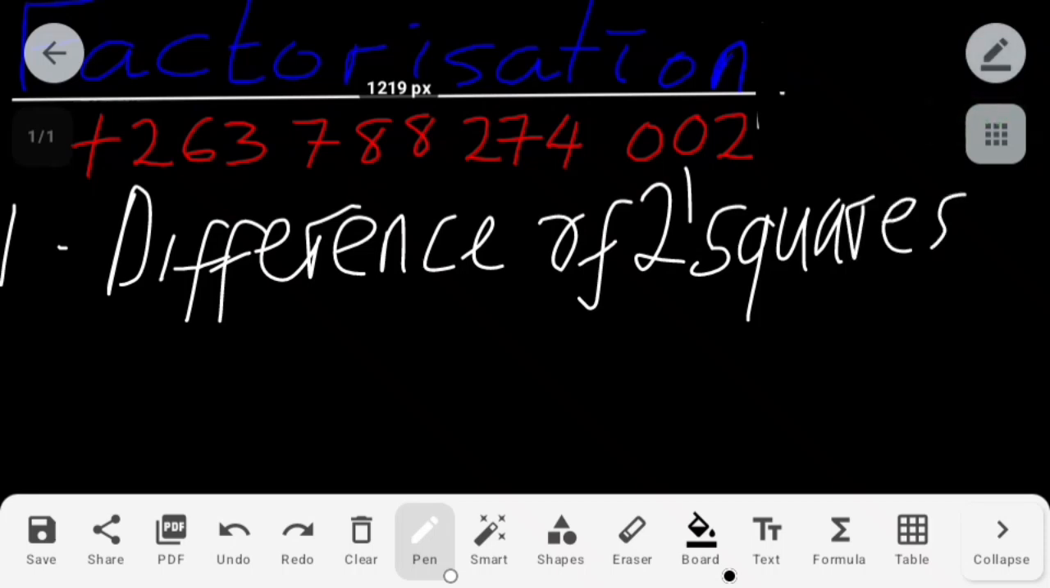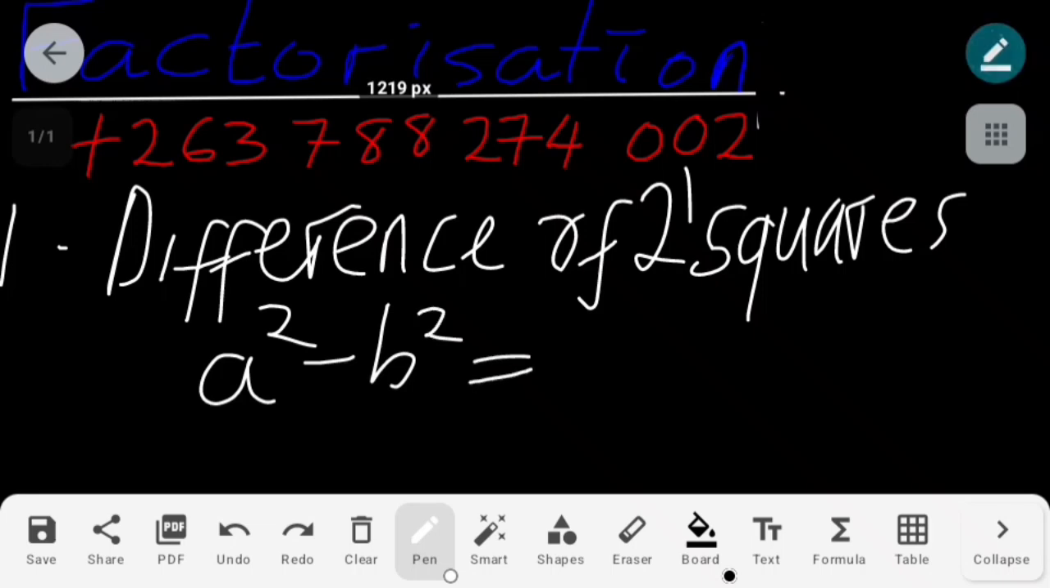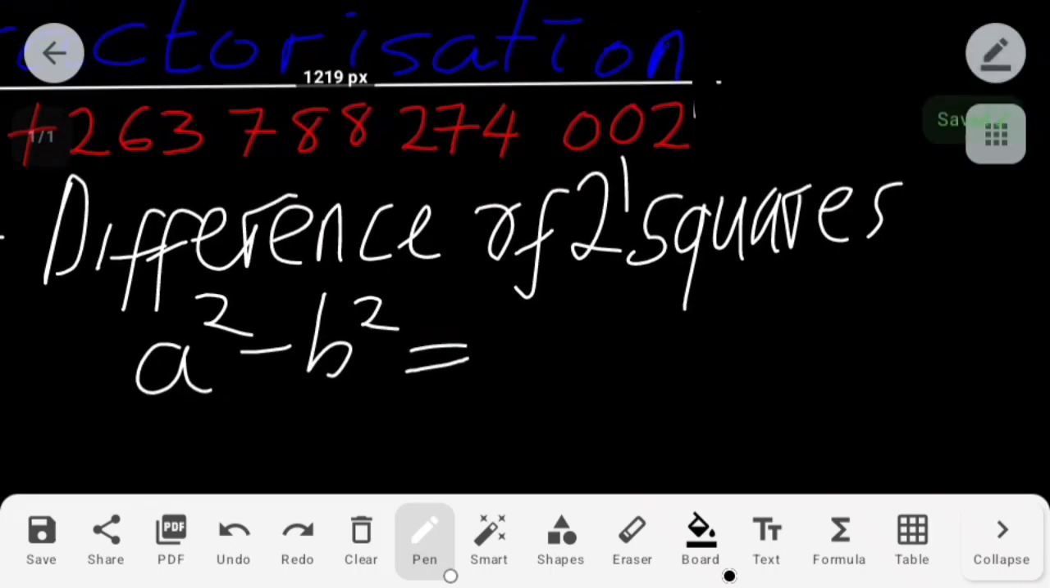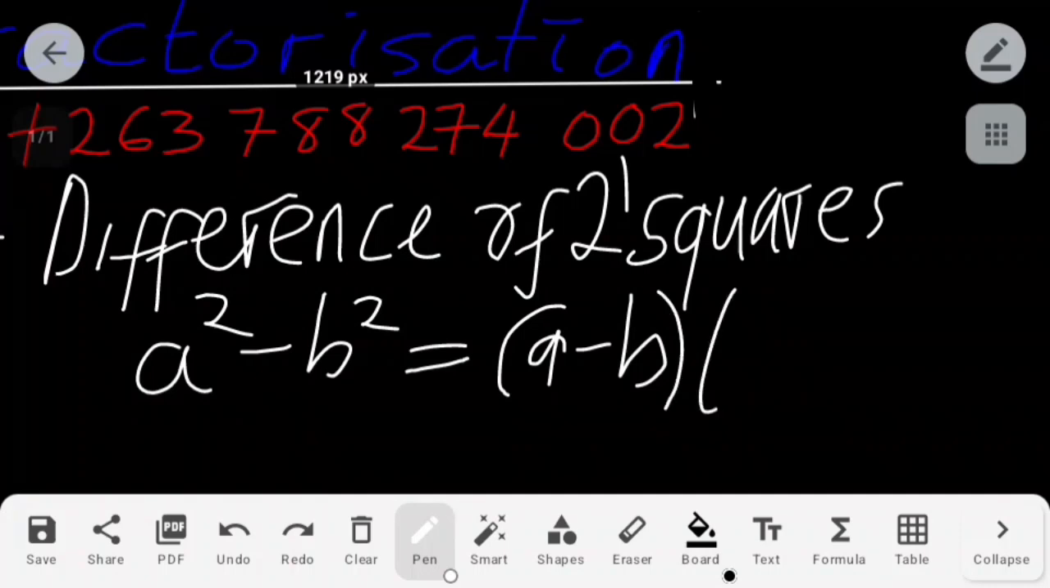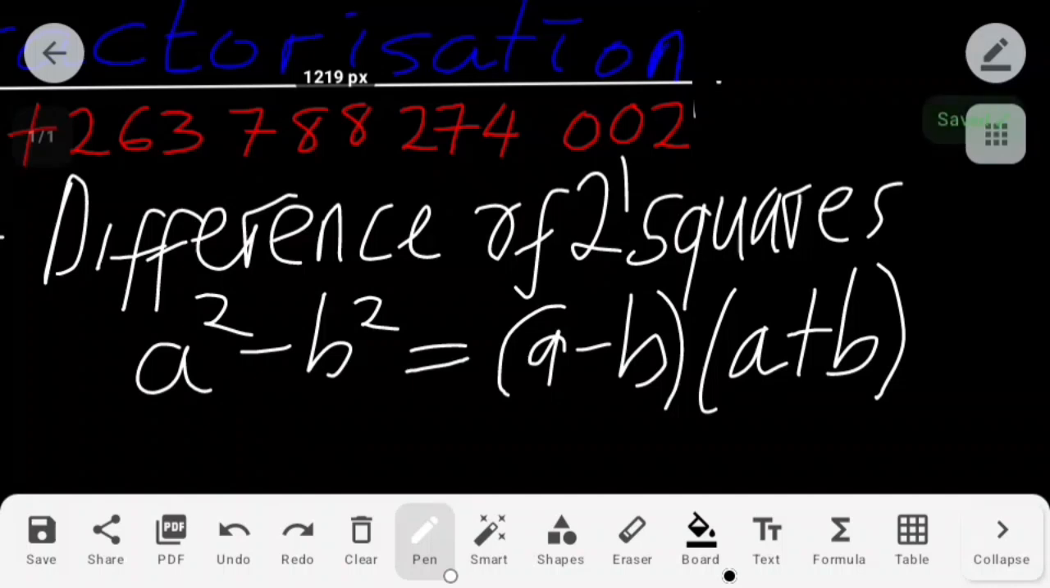That's number one. So difference of two squares says a squared minus b squared is equal to a minus b, close bracket, a plus b, like this. So a squared minus b squared is equal to a minus b multiplied by a plus b. So just change sign.